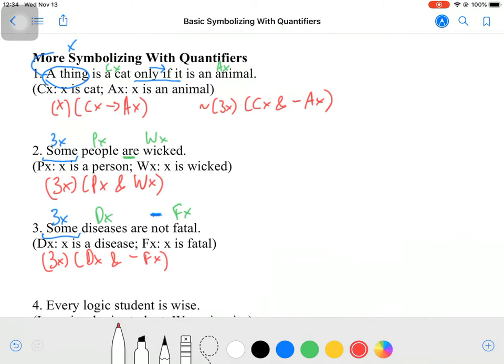There's an alternative translation for this. We could alternatively also say, it is not the case for all X that if X is a disease, then X is going to be fatal.